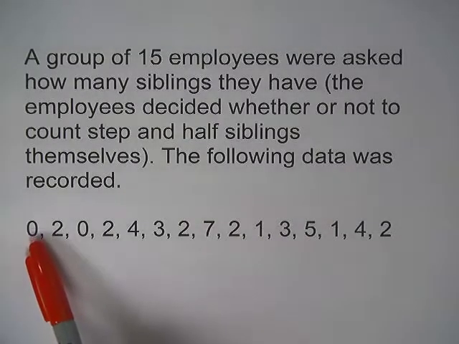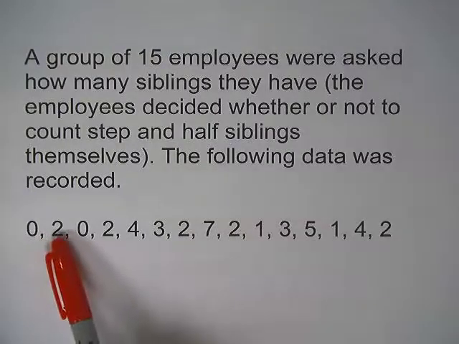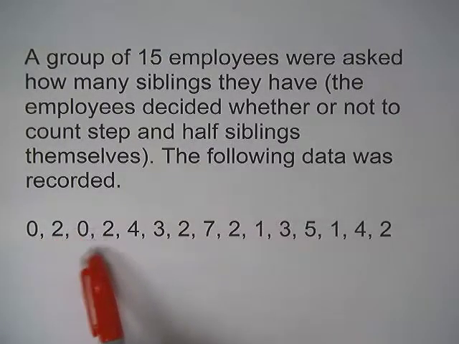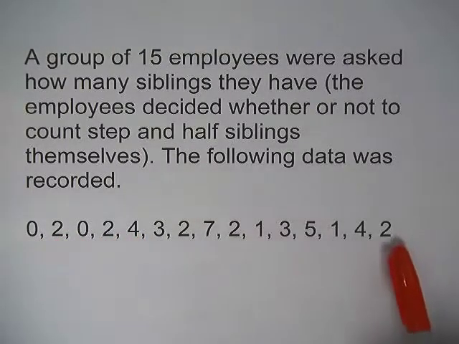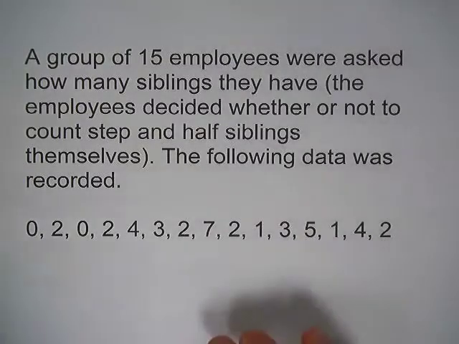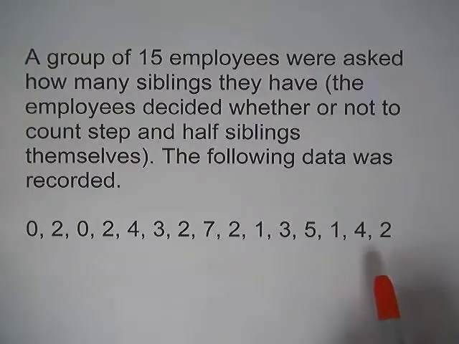So 0, meaning they had no siblings. 2, they had 2 siblings. 0, 2, 4, etc. So we have 15 data values. So what we want to do is, since this is just raw data, we want to be able to display that using some sort of graph.